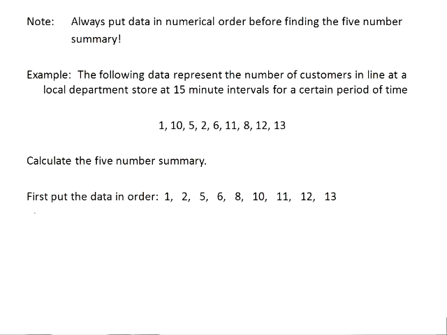Now we will need 5 numbers to describe this data set. We're going to calculate the minimum, Q1, the median, Q3, and the maximum. Since the data is in order, it's easy to tell that the minimum is 1 and the maximum is 13.